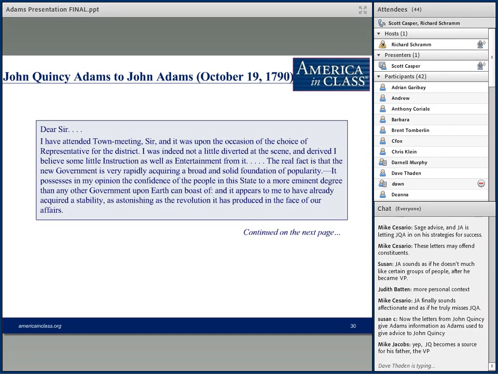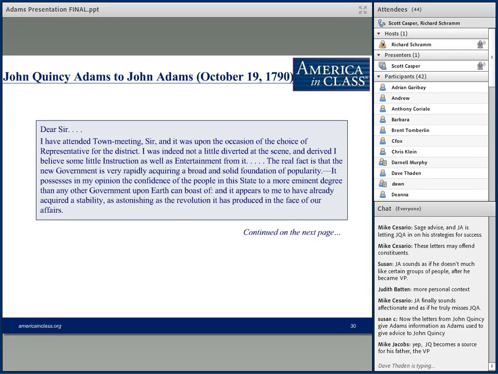The real fact is that the new government is very rapidly acquiring a broad and solid foundation of popularity. It possesses, in my opinion, the confidence of the people in this state to a more eminent degree than any other government upon earth can boast of, and it appears to me to have already acquired a stability as astonishing as the revolution it has produced in the face of our affairs."